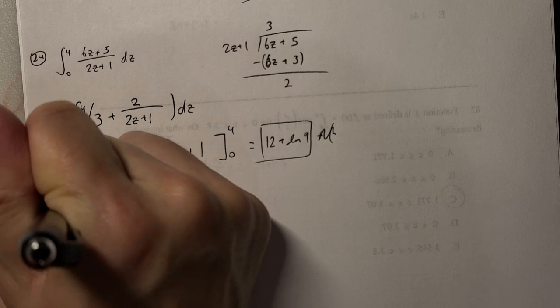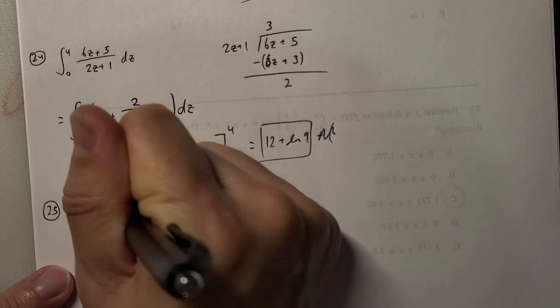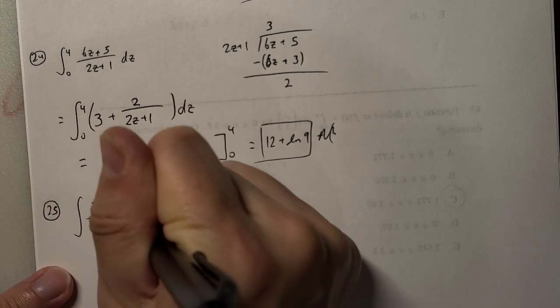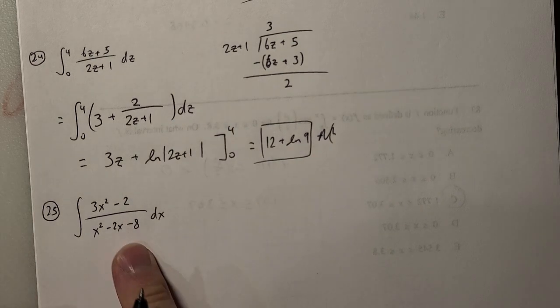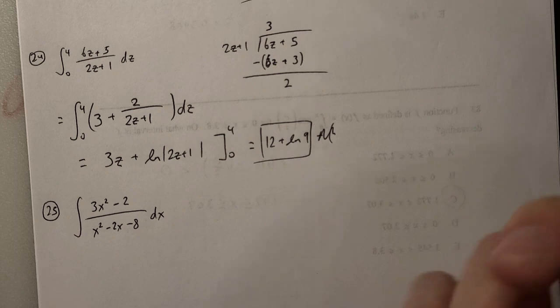Next, cruising along, the integral of 3x squared minus 2 over x squared minus 2x minus 8. Again, it's a rational function. The degrees at the top and the bottom are the same. Like here, let's do long division.